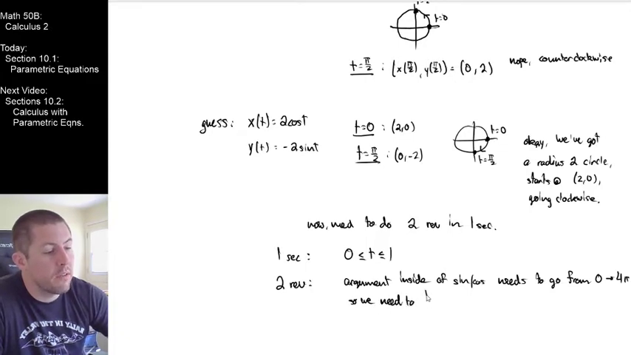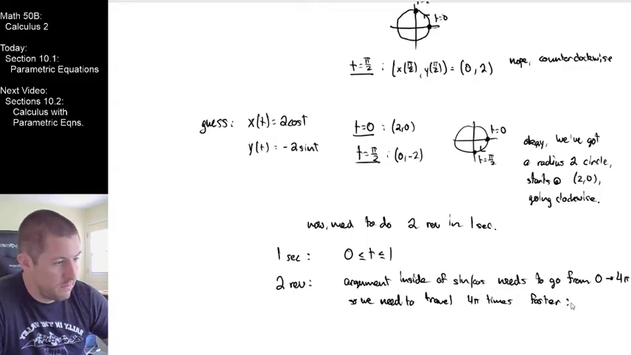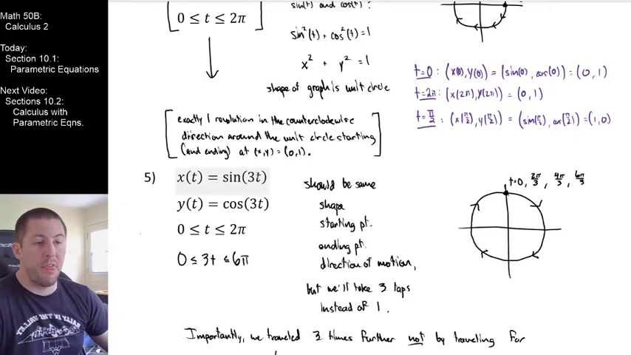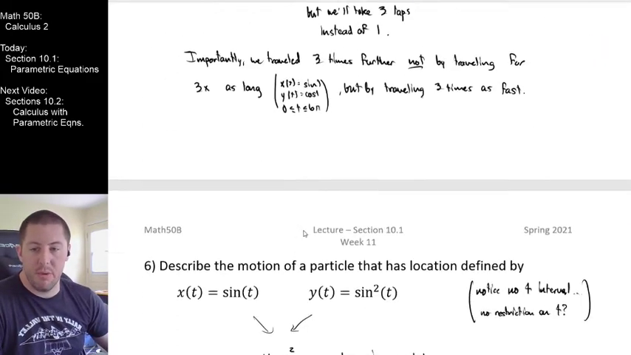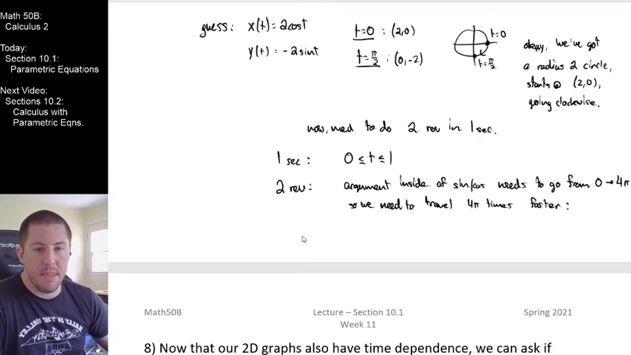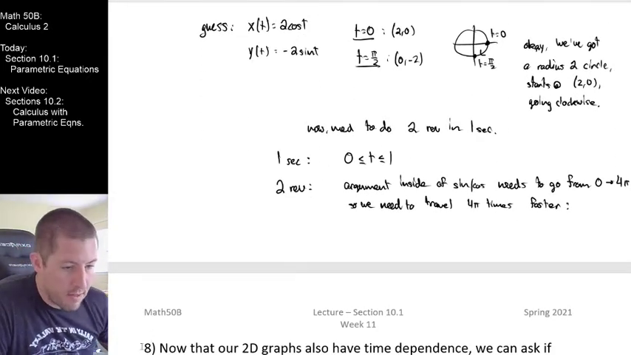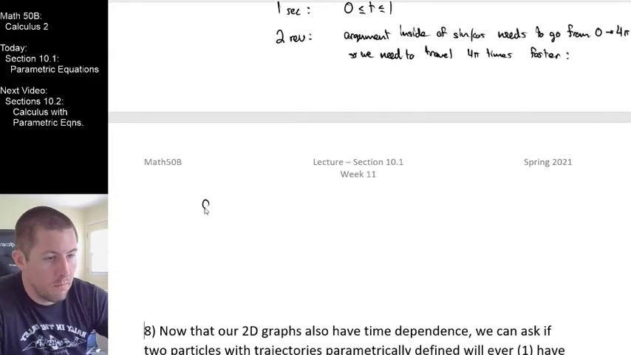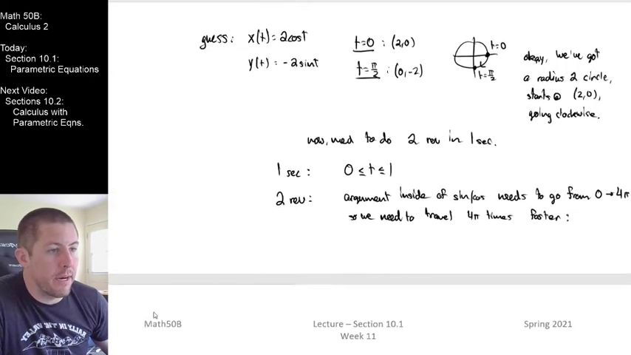So we need to travel 4 pi times faster. If before, way up here, we were traveling 3 times faster when we plugged in that 3, I can just go ahead and throw in a 4 pi into this and we'll be there. Oh, I almost had it all on one page right here. So I'm kind of repeating my old guess, but bringing in some new parts here.